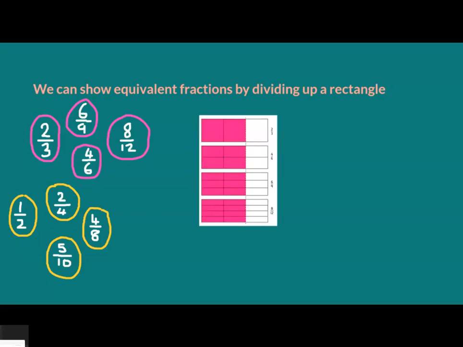How did you get on? You can see from the visual representation there that I have divided up rectangles, and I've proven in a visual way that in fact all of those fractions are equivalent. They are all equivalent to 2/3. 2/3 is the same as 4/6, which is the same as 6/9, which indeed is the same as 8/12. They share the same value.